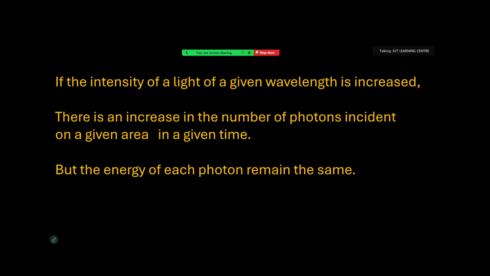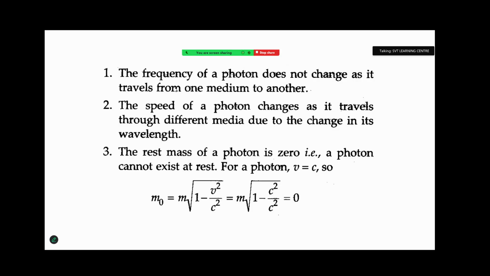If the intensity of light of a given wavelength is increased, there is an increase in the number of photons incident on a given area in a given time. So, intensity basically means more photons: more intensity, more photons. But the energy of each photon depends on frequency, and that remains the same.